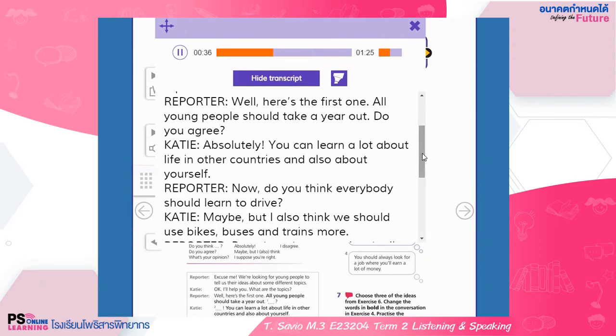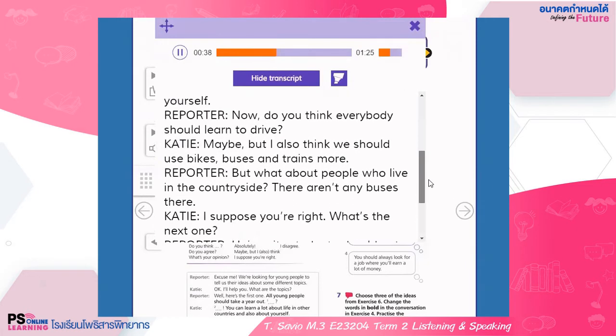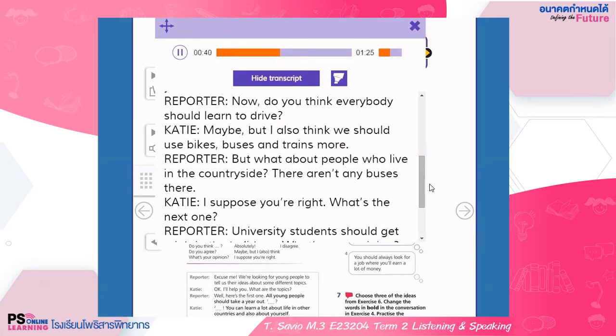Now, do you think everybody should learn to drive? Maybe. But I also think we should use bikes, buses and trains more. But what about people who live in the countryside? There aren't any buses there. I suppose you're right. What's the next one?